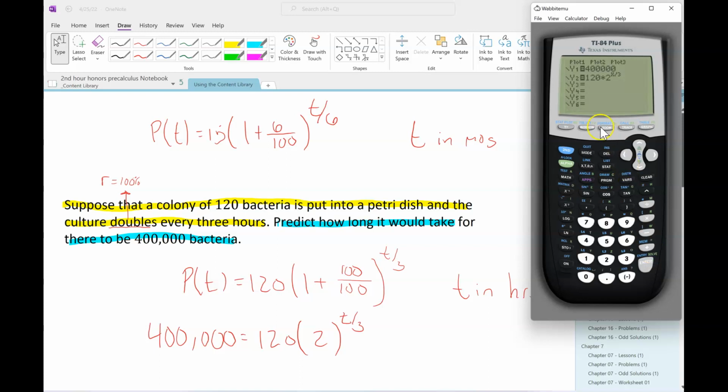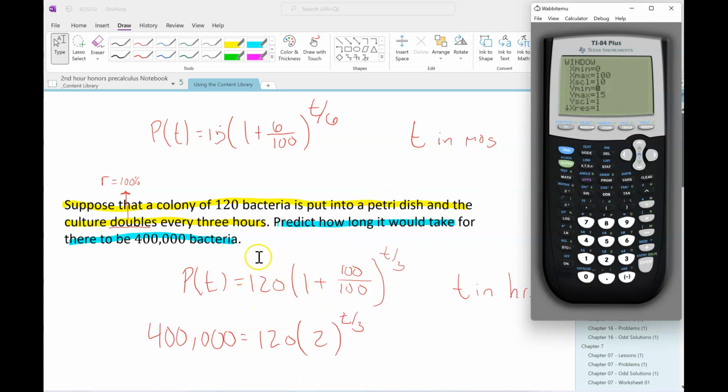The trickiest part is usually getting your windows squared away. If I think about this real quick, 3 hours I'd have 240. 6 hours I'd have 480. 9 hours I'd have 960. 12 hours I'd have, whatever. It's going to be a long time though, right? To get to 400,000. So I'm going to stick with 100. That's probably appropriate. We can always go back and change it if we need to.